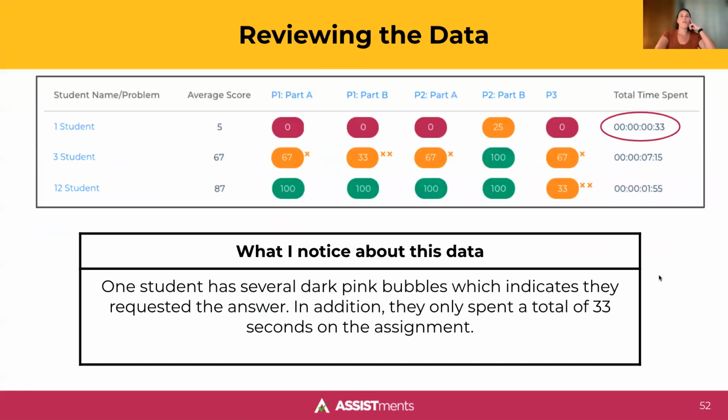So first I want to think about what I noticed from this data. I noticed that one student, student 1, has several dark pink bubbles, which indicate they requested the answer. Remember, that's how we know students pressed show answer. In addition, this student only spent 33 seconds on the entire assignment, whereas other students spent up to 7 minutes.